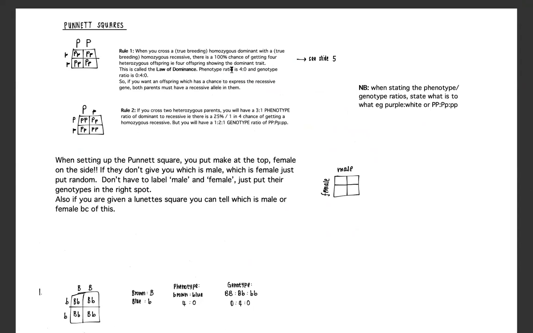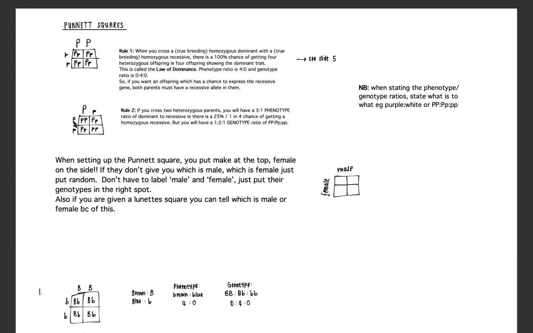So the phenotype ratio is 4 to 0, from purple to 0, and the genotype ratio is 0 to 4 to 0, of capital P capital P, to capital P lowercase p, to lowercase p lowercase p. So if you want an offspring which has a chance to express the recessive gene, both parents have to have a recessive allele in it. As you can see here, this parent doesn't have a recessive allele, so the offspring cannot express the recessive gene.